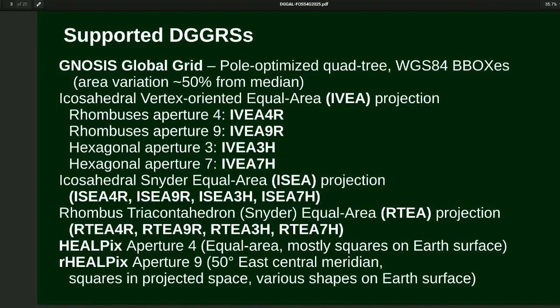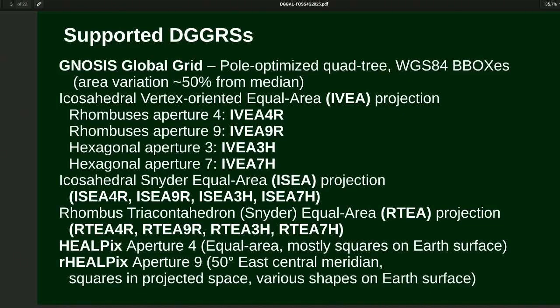For all three of these projections, we support the 4R, which is aperture 4 rhombuses, rhombuses that divide 2 by 2; the 9R, rhombuses that divide 3 by 3; the 3H, hexagons where there are 3 times more hexagons at each level; and the 7H, which is the same refinement strategy as H3, where you get 7 times more hexagons at the next level.